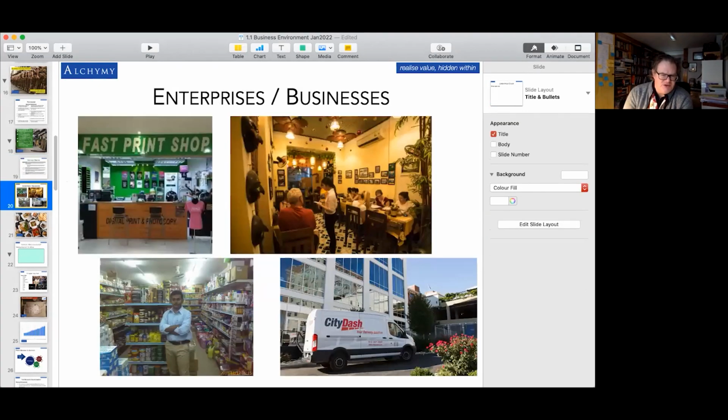So yesterday, we talked briefly about these four businesses which you would see in any city: a little local print shop, a little convenience store, a courier company, and a restaurant. Perfectly normal, average, everyday businesses, and we have them in every city. And there's lots of others.